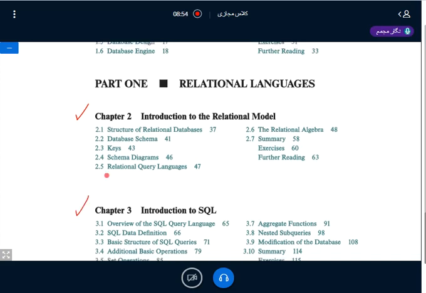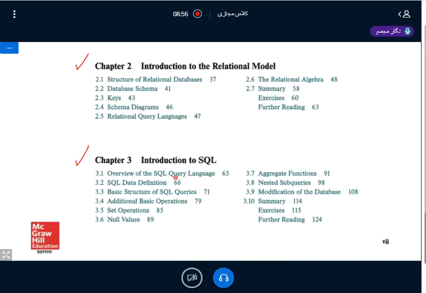After that, we go to chapter 3. Chapter 3 is the most important chapter in our course. In this chapter, we become familiar with the SQL language. As you know, SQL is not a programming language, it's a semi-programming language for communicating with databases.